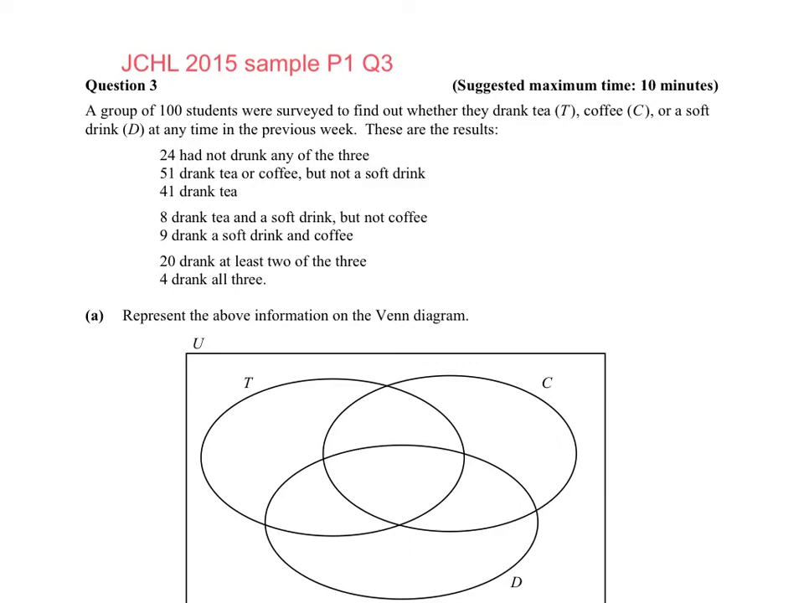Junior Cycle High Level 2015 Sample Paper 1 Question 3. This is a sets question. This is one of the problem solving sets questions where they give you a set of data and you're asked to plot it onto a Venn diagram and then be able to answer some questions from that data.